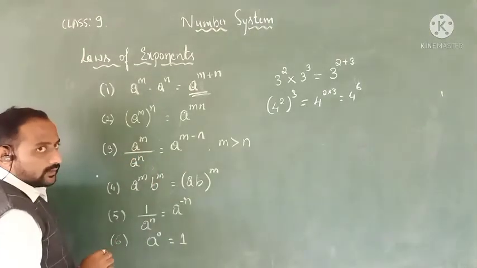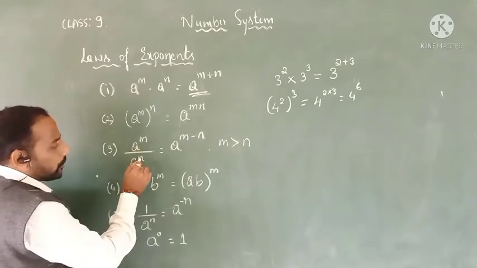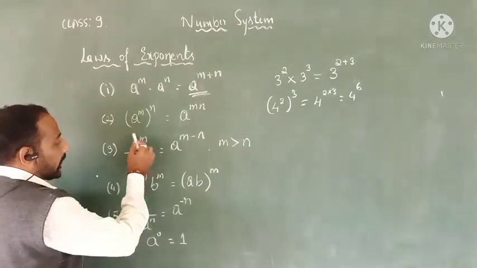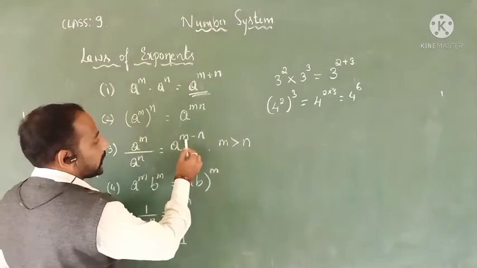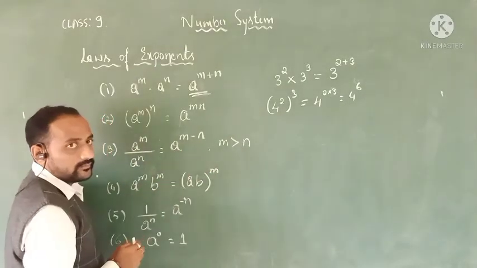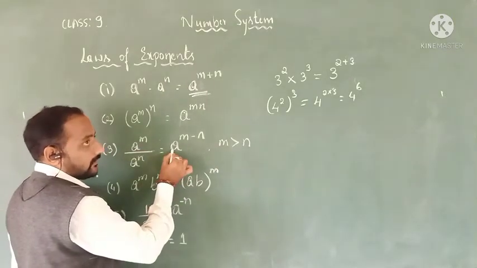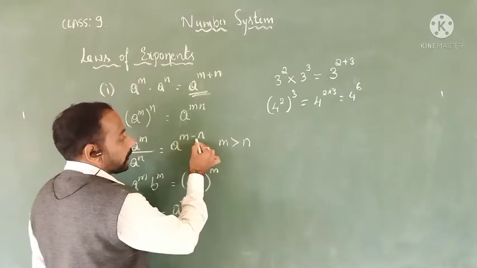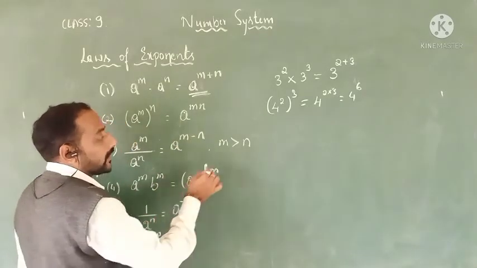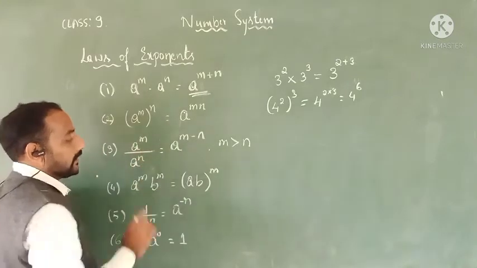Yes. Next is the third one, a to the power of m divided by a to the power of n. Here the bases are common and the exponents are different. So I can write this in the form a to the power of m minus n. Because the base is the same, a itself, I can write a to the power of m minus n when m is greater than n.